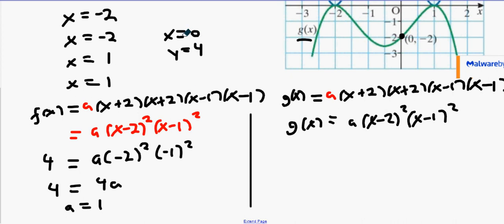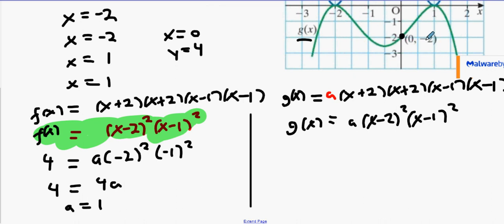So therefore f of x will equal the formula for f of x, just get rid of the a value, won't you? So is everybody happy with my solution for f of x? My solution for f of x is what's in green. I just got rid of the a, because a equals 1. What about g of x?